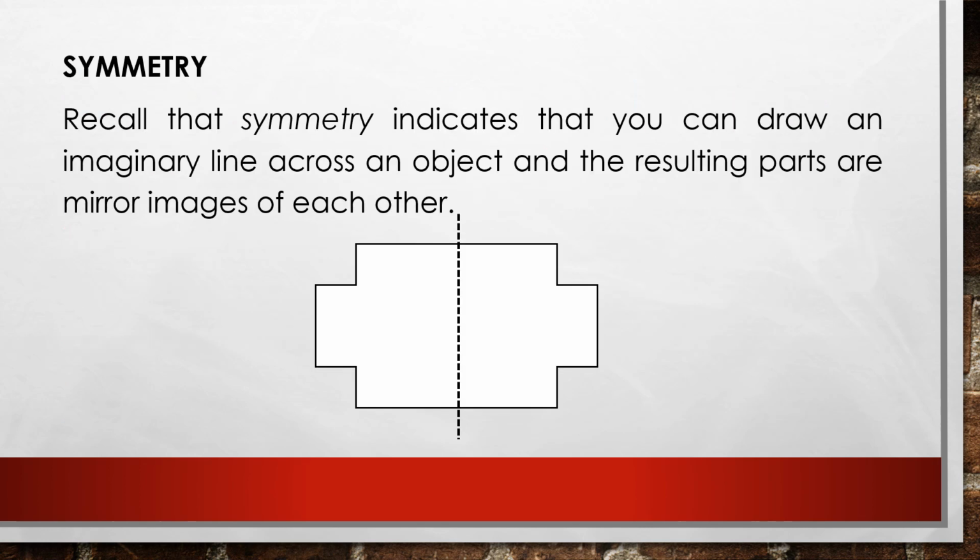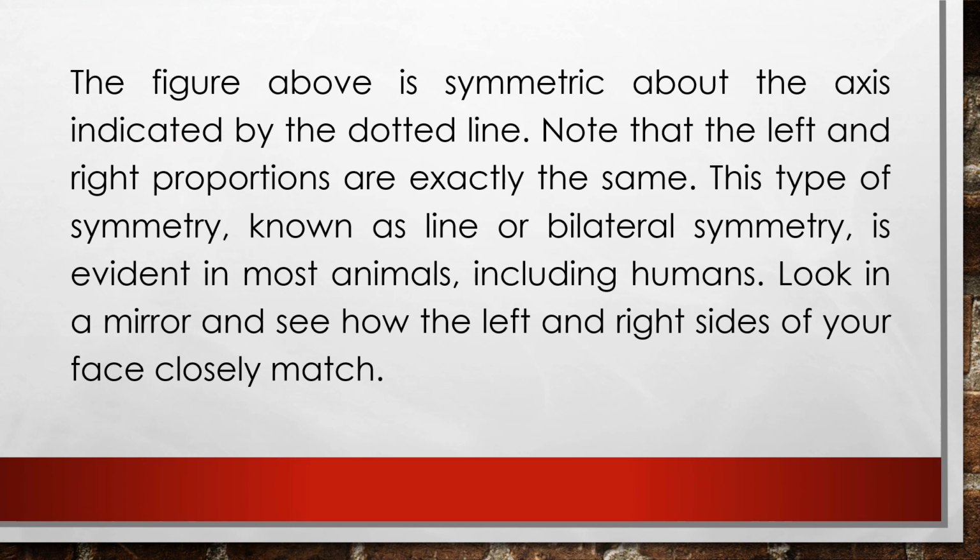Next is symmetry. Again, class, an object has symmetry if we draw an imaginary line across that object and the resulting parts are mirror images of each other, or equal. For example, this shape. We draw an imaginary line in the middle. When it is divided, it has 2 equal parts. Look at number 1 and number 2. When we separate them, they are the same and they are just mirroring each other. So, the figure above is symmetric about the axis indicated by the dotted line.